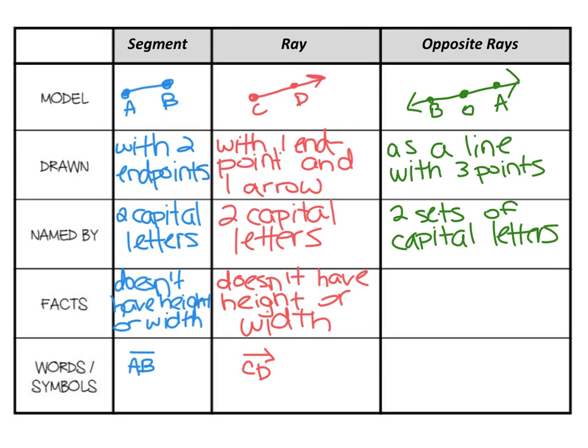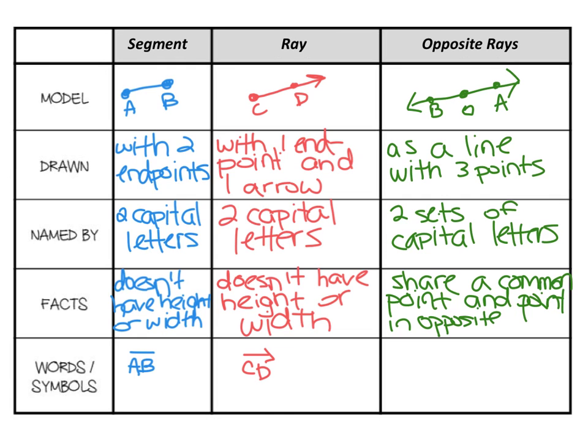Fact about it is that the rays share a common point and point in opposite directions. I'm just going to abbreviate directions because I'm running out of room. The words and symbols, well, I would say Ray OA and Ray OB, always start with the endpoint and then go towards the point that's closer to the arrow. They are opposite rays because they share a point and they point in opposite directions.